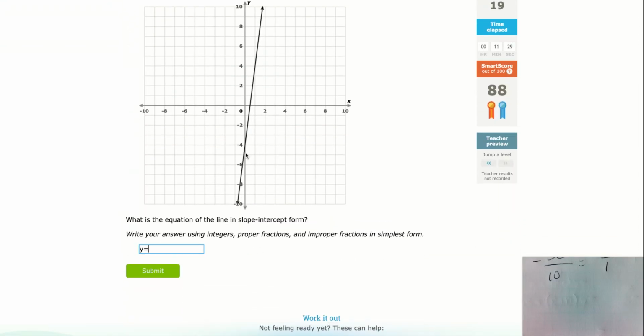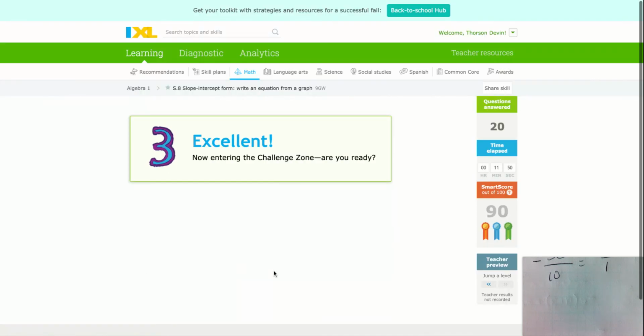Y equals, looks like I have a slope of, wow, I'm going from here all the way up to, that's to the left, that's to the right. So right there, 4. So I went from negative 4 to 4. That's a rise of 8 and a run of 1. 8 over 1 is just 8, so 8 times x, crossed at negative 4, so minus 4.